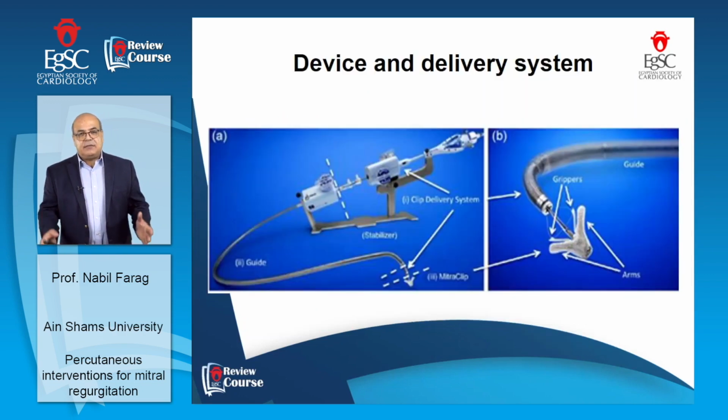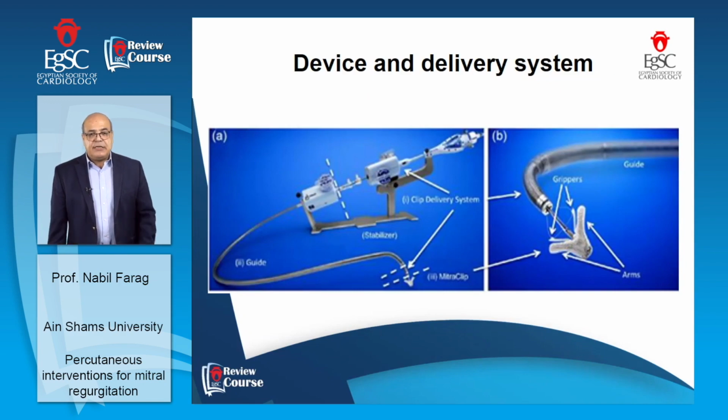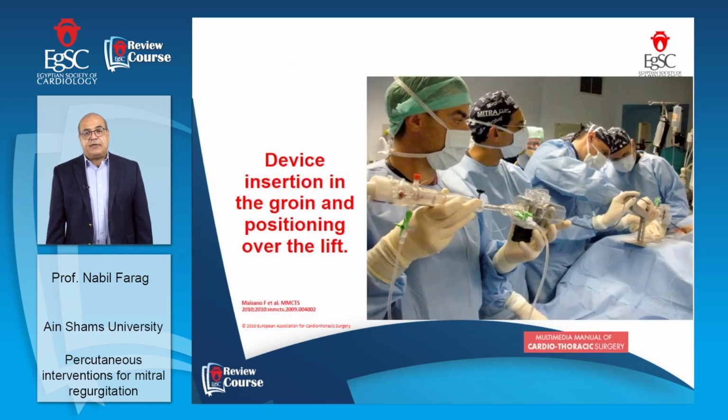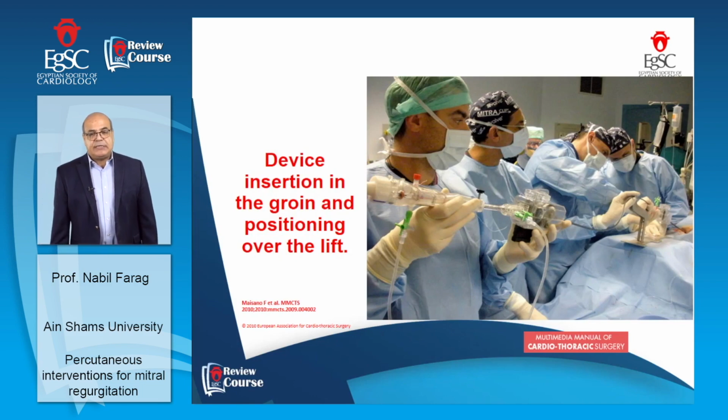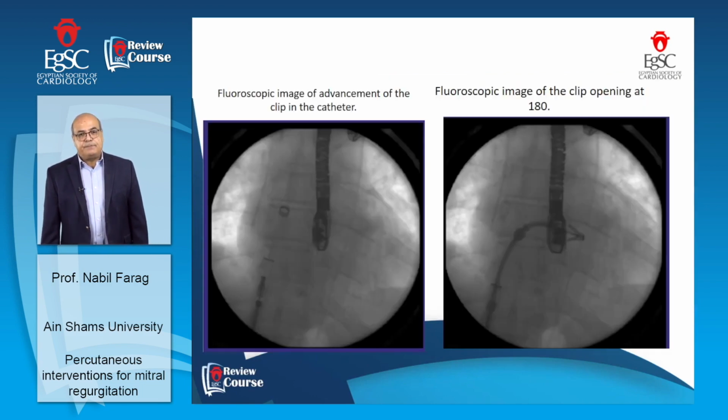And this is just a summary of the device and delivery system. We have a delivery system, the guiding catheter or delivery catheter, and we have the clip. The clip consists of arms and grippers. Between the arms and grippers, we grasp the leaflets, as we see in this figure, and it's very clear. And this figure shows how the team works together. It's very important. This team should be present to do this important new technique, as we said before.